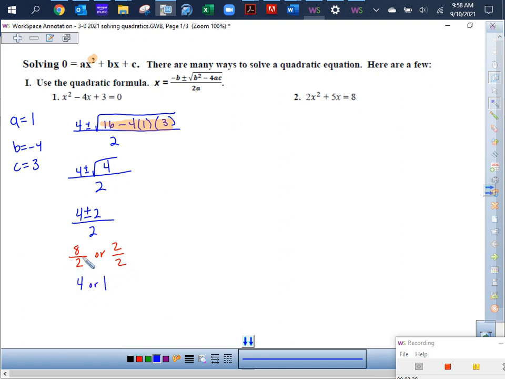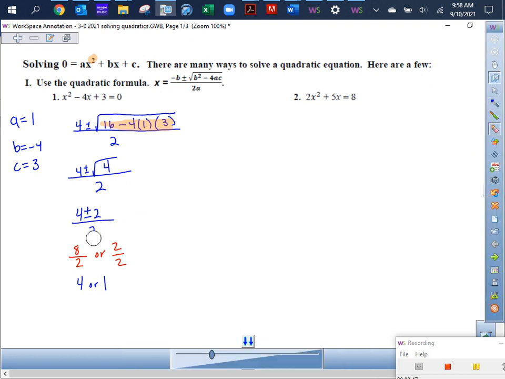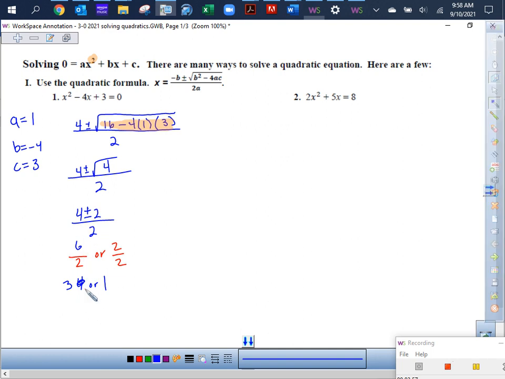The red step right here that I have is optional. I think in Advanced Algebra 2, if you are smart enough to do 4 plus 2, I should have had a 6, my bad. So there we go. Little quickie, 6. So sorry about that, y'all. 4 plus 2 is 6. You know, if you can do that in your head and then divide it by 2, get yourself a 3. Or 4 minus 2 is 2 divided by 2. So our solution set is 3 and 1 in that case.